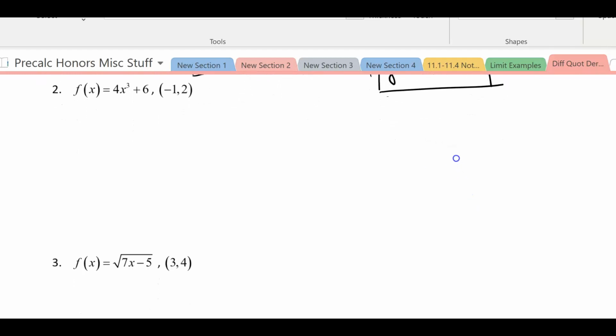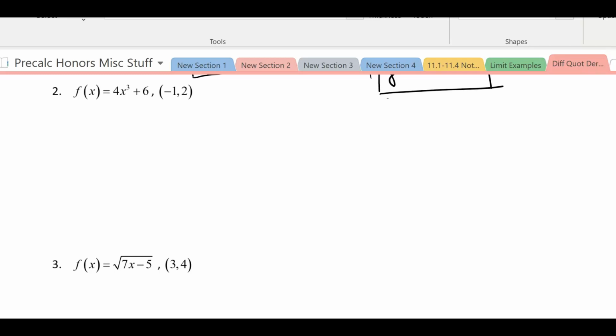So for number 2, we have f of x is equal to 4x cubed plus 6. And we want to find the derivative and then find the tangent line at negative 1, 2. So let's go ahead and start with our difference quotient.